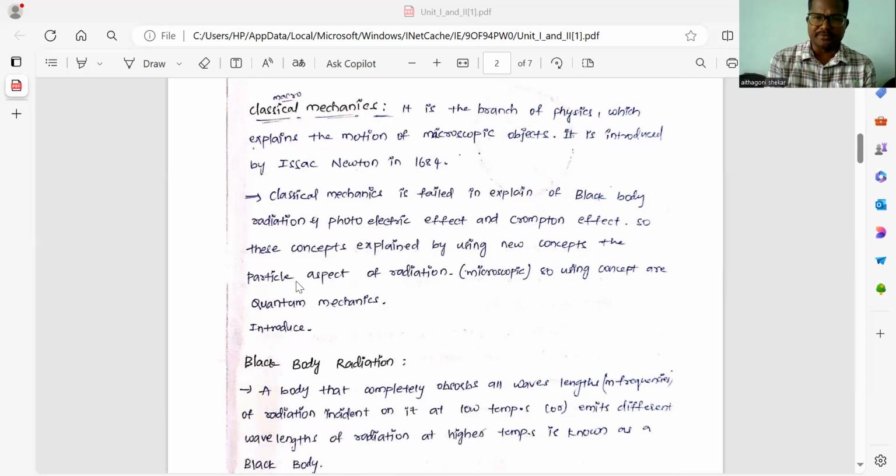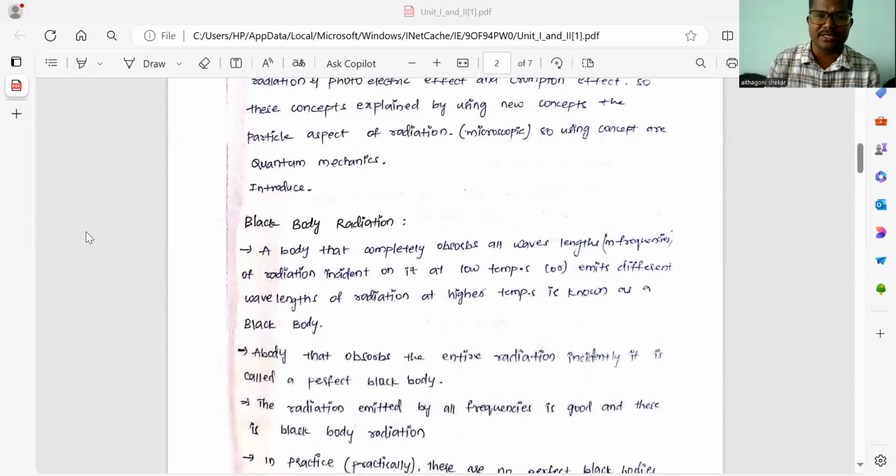What is a black body? Classical mechanics fails in the black body, photoelectric effect and Compton effect. First, we are discussing black body radiation and how it was modified using quantum methods, introduced by Max Planck. So Planck's radiation law is also discussed in this chapter.